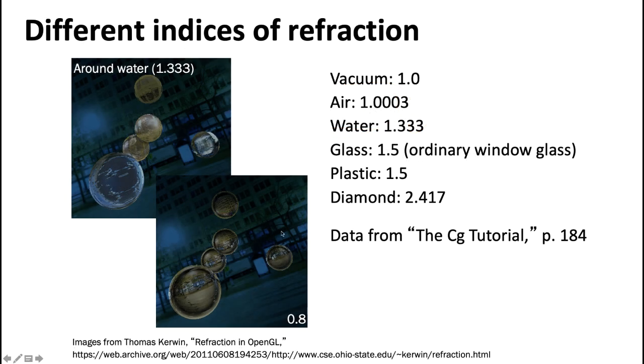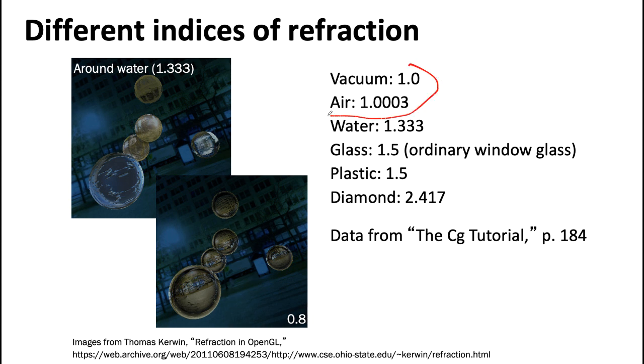So here are some examples created by Thomas Kerwin at Ohio State. Here we can see an example where you have these floating spheres, and if the index of refraction of the material making up those spheres is larger than that of the air that we're looking through, then you have this effect where things on the other side basically look bigger. Whereas if those spheres are made up of an object whose index of refraction is smaller than that of the air, then the things on the other side look smaller.